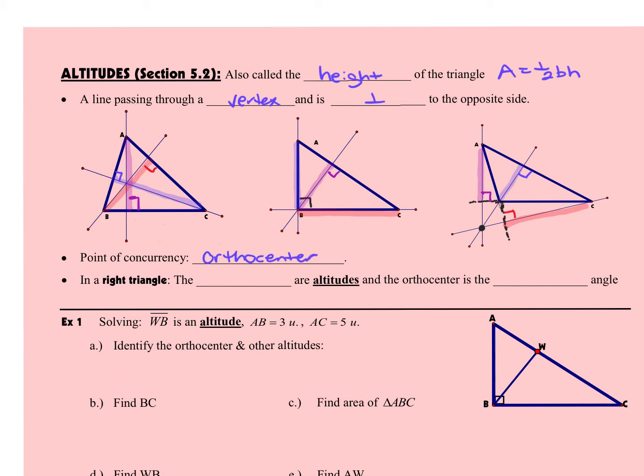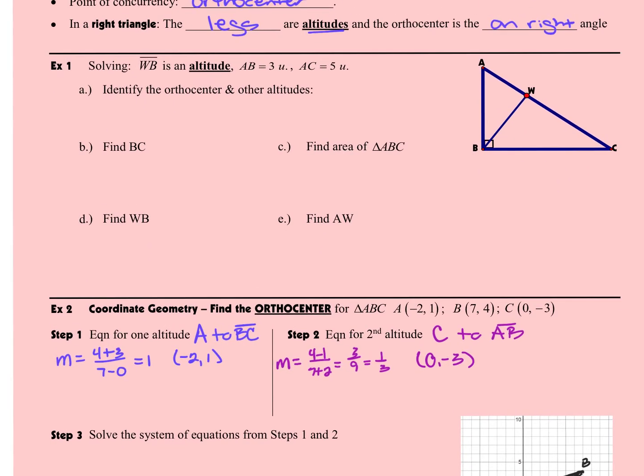And just as I mentioned, in a right triangle, the legs of the right triangle are also altitudes. And the orthocenter, we can see if we look at that right triangle, is actually on the right angle. It is that right angle. So our orthocenter is right here. So with the circumcenter, it was the midpoint of the hypotenuse. The orthocenter can be the right angle itself. Okay. Now let's look at some problems that we can do with this.